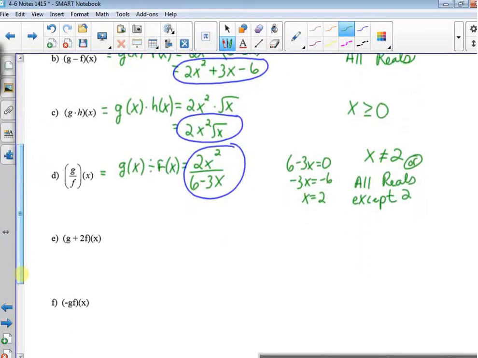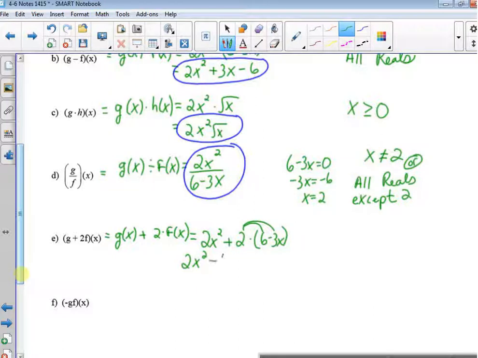The second to last one, g plus 2 times f of x, is equal to g of x plus 2 times f of x. So that one's going to look like 2x squared plus 2 times f of x, which is 6 minus 3x. When we clean that all up, we get 2x squared minus 6x plus 12. And that's again a parabola, so we're talking all reals for the domain.